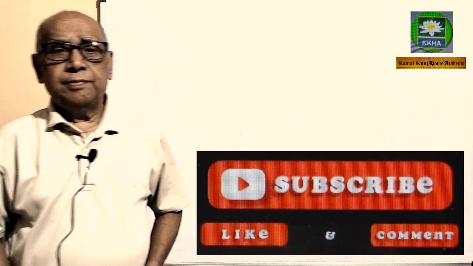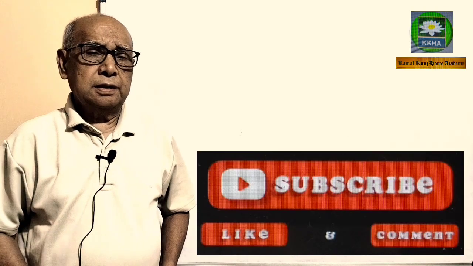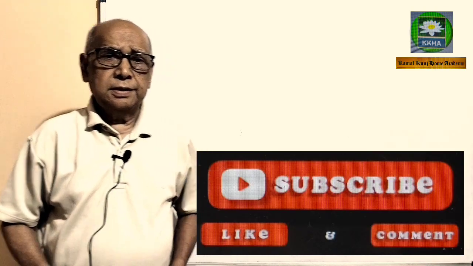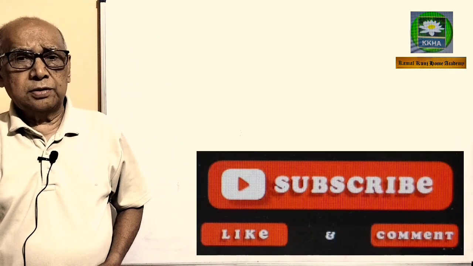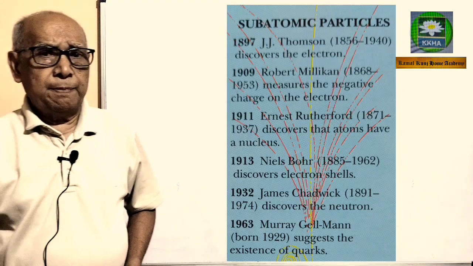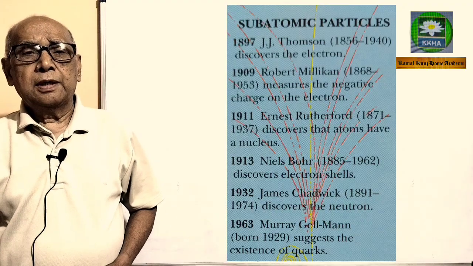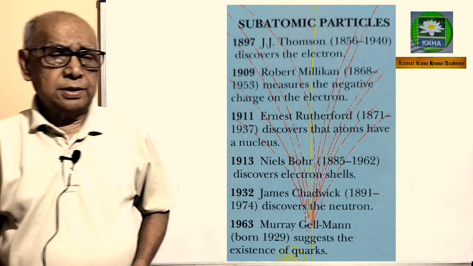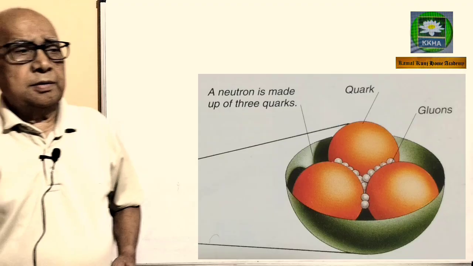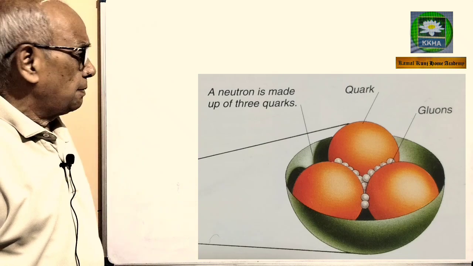An atom itself is made up of still smaller particles. In the center, there is a nucleus which contains protons and neutrons. Around the nucleus, electrons move in different shells. These protons and neutrons are made up of smaller particles known as quarks, which are held together by still smaller particles known as gluons.